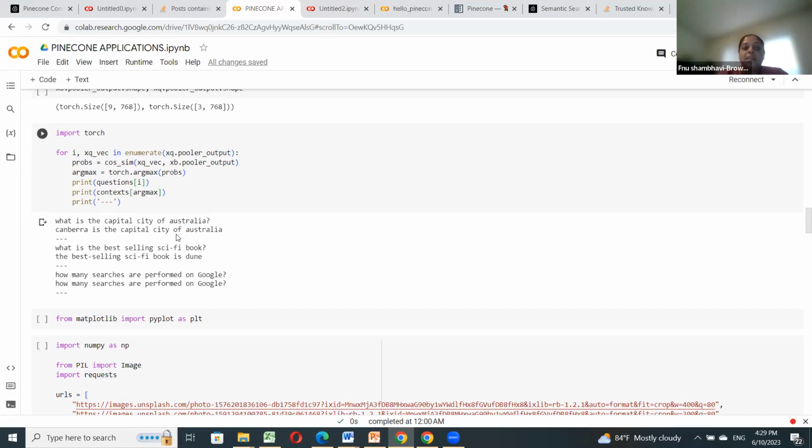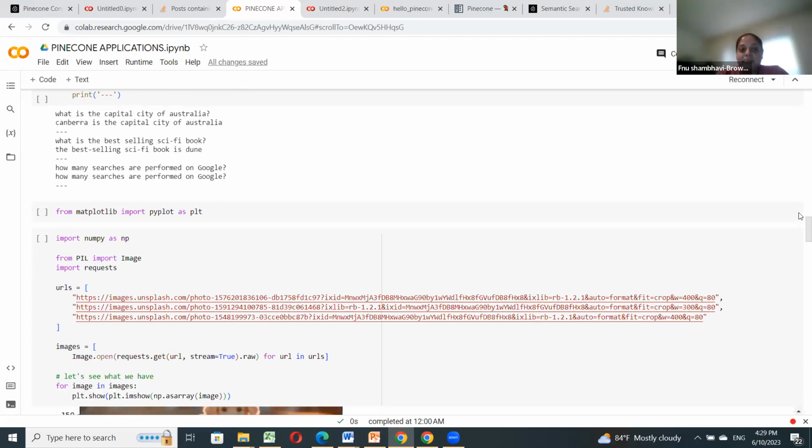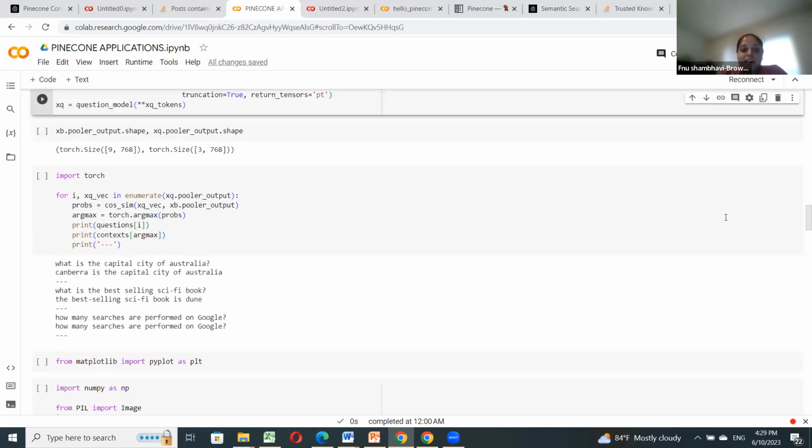But for 2 questions it's showing the right answers, and for another question it's not able to find the right answer. So it's not perfect, it still needs more training in order to learn how the function works and how to give the right answer. So that's one limitation of this model.